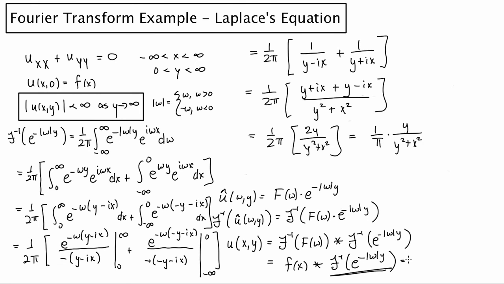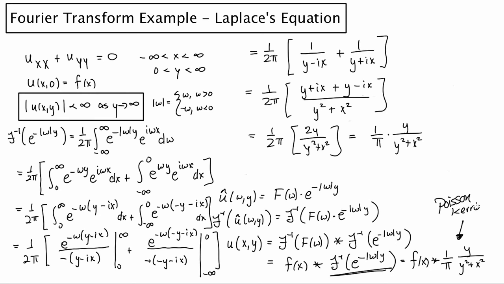And so what we've discovered here is the inverse transform of this term is 1 over pi times y over y squared plus x squared. Now, what's really interesting about all of this is that this particular function is very special in mathematics. It's called the Poisson kernel.